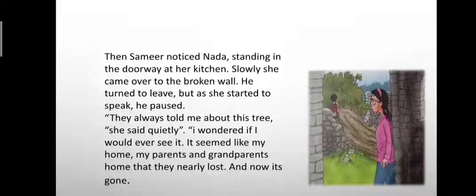Nada said quietly, "They always told me about this tree. I wonder if I would ever see it. It seemed like my home, my parents' and grandparents' home that they nearly lost, and now it's gone." Now, not only Samir but Nada is also very sad.